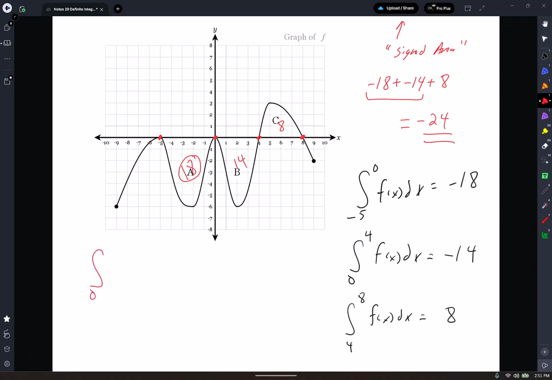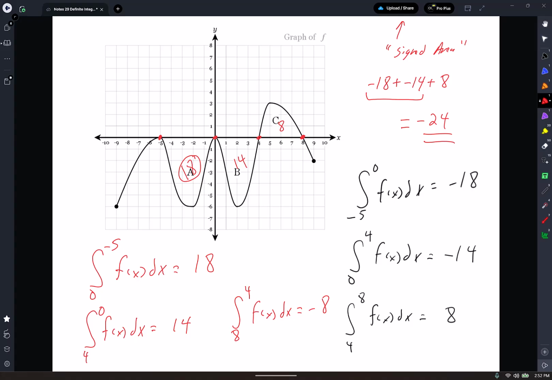The integral from 0 to negative 5 of f of x dx, I'm counting backwards, is 18. The integral from 4 to 0 of f of x dx, I'm counting backwards again, is 14. Do you guys see what we're doing? The integral from 8 to 4 of f of x dx is negative 8. And if these were linear lines, you guys know how to calculate triangles and rectangles, right?